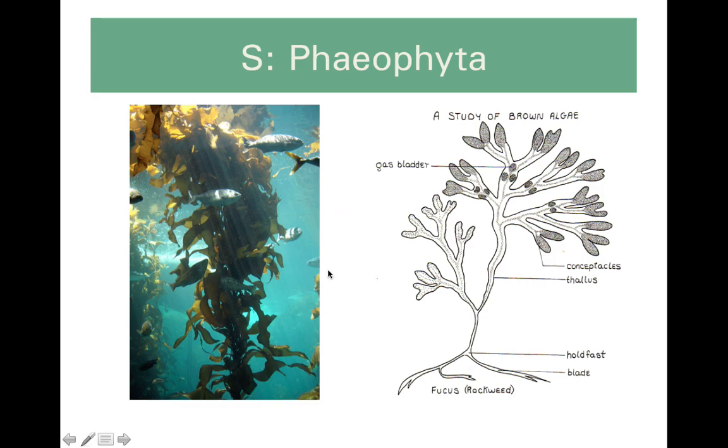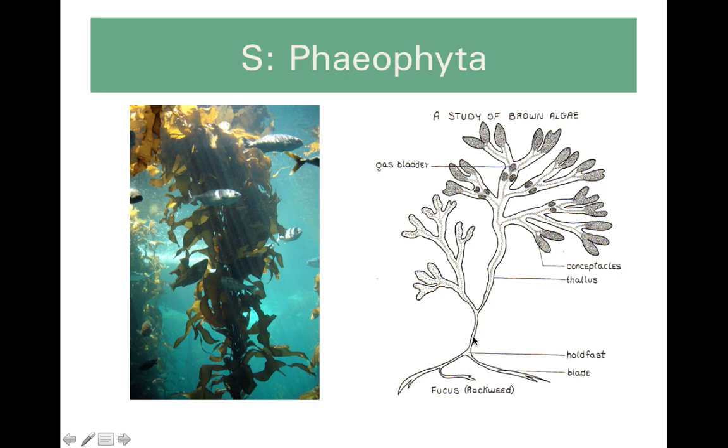So here you can see one of our multicellular brown algae, a type of kelp in a kelp forest. And here you can see a diagram showing the different structures that we can identify within a kelp. Here's the holdfast, which is kind of analogous to the roots that anchor it to the ocean floor.